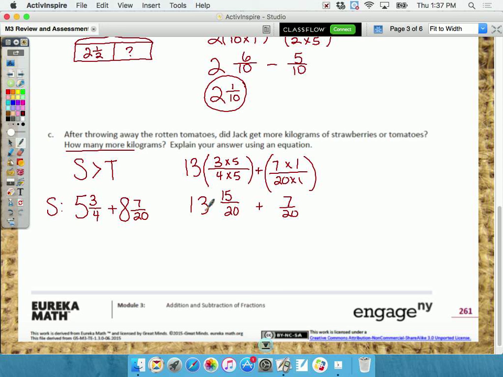Okay, what's 15 plus 7? 22. So 22/20. So again, whole number, improper fraction. You know what to do. This is not the answer to this problem. I mean, to this part. Okay, so what's the answer to this part? 14 and 1/10.